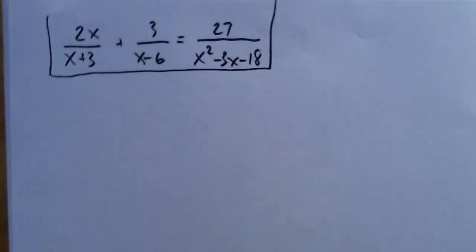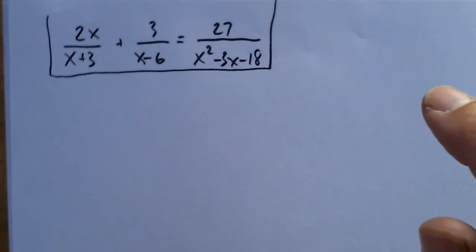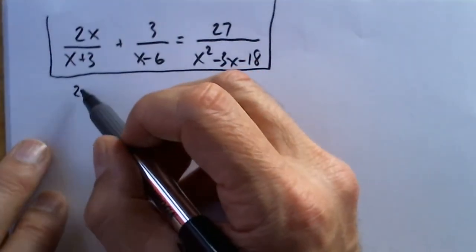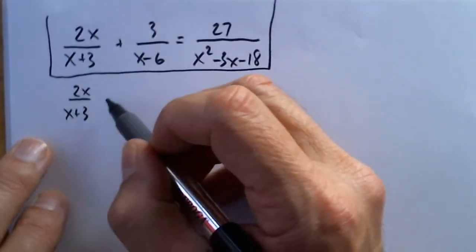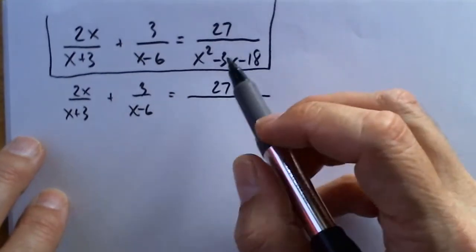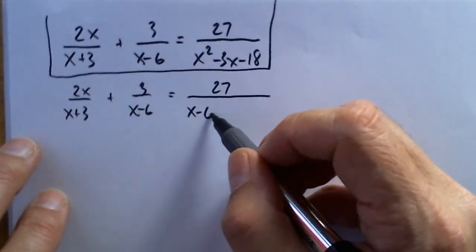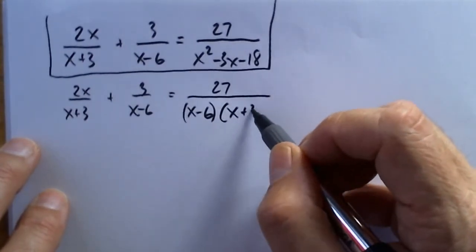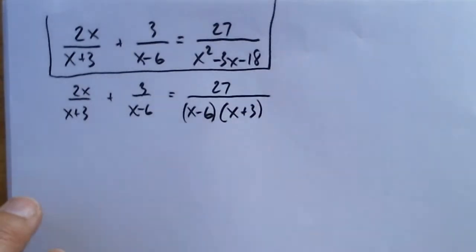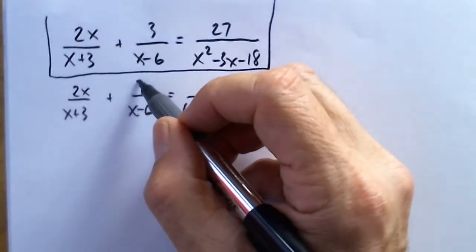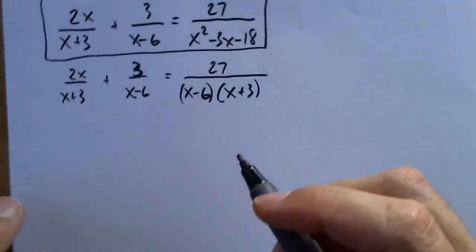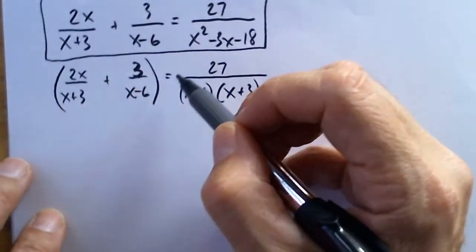thing will be achieved if we just multiply by every factor of each denominator. So to do that, let's make sure we factor everything. And this factors to x minus 6, x plus 3, so that's going to multiply to get negative 18, and then this adds to get negative 3. Okay, so now we multiply both sides by each denominator.